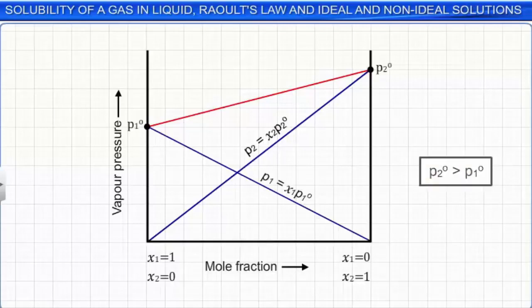Now the total vapor pressure of the binary mixture P total is given by the sum of the partial pressures P1 and P2. As you can see in the diagram, the solid straight line gives the plot of P total versus mole fraction.